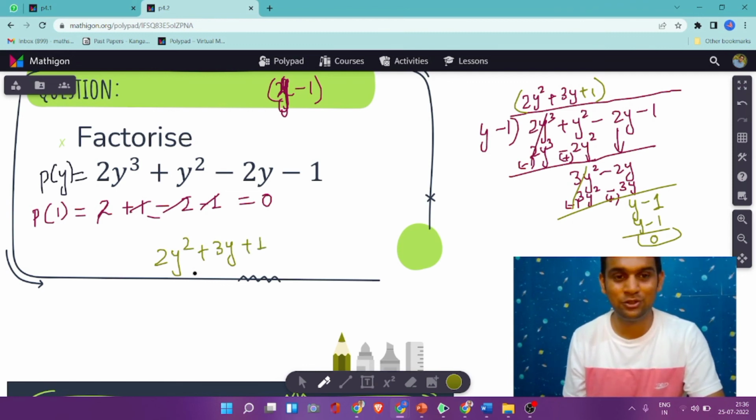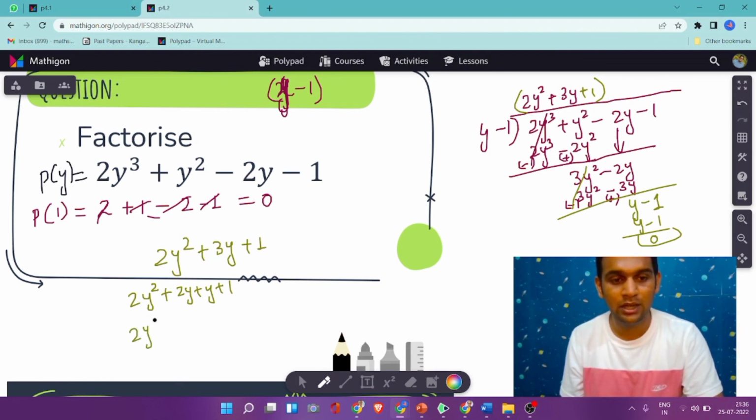Now we can split it using the middle term. So 2 times 1 is 2. So we must split the middle term. So 2y squared plus 2y plus y plus 1. We can take out common. What is the common? We can take 2y as common. So if you take 2y as common, over here y is common plus 1. Plus 1, if you take it common from here, you get y plus 1.